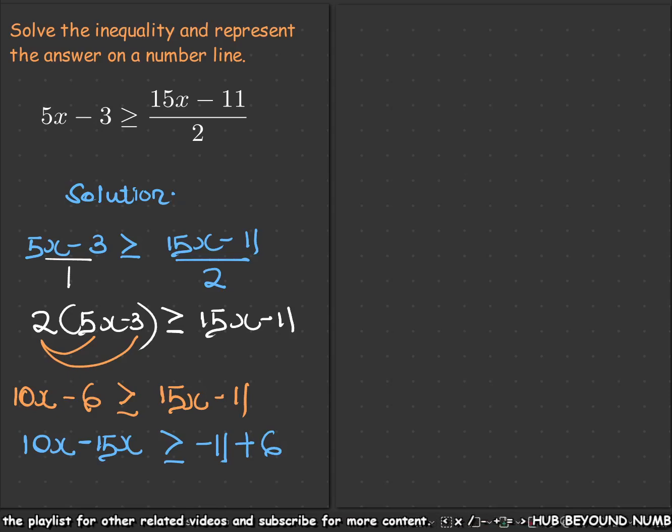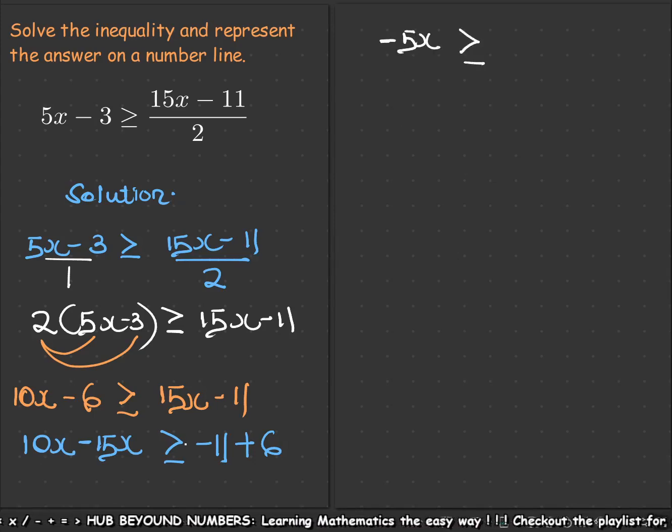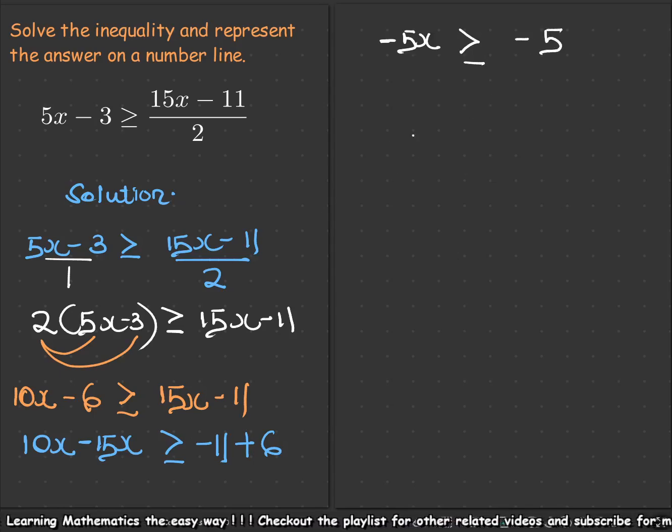Now with that done, we can simplify. So 10x minus 15x gives us a negative 5x. So we have negative 5x is greater than or equal to negative 11 plus 6, which gives us a negative 5.